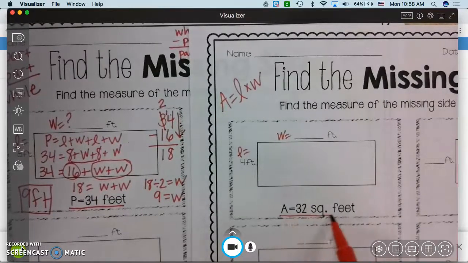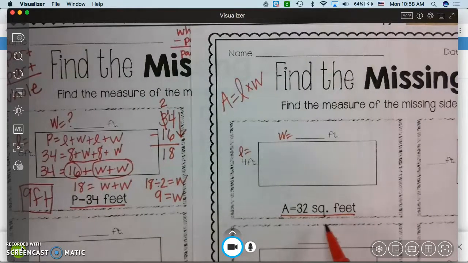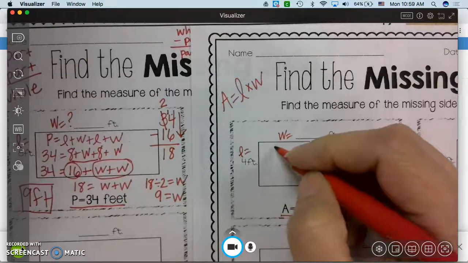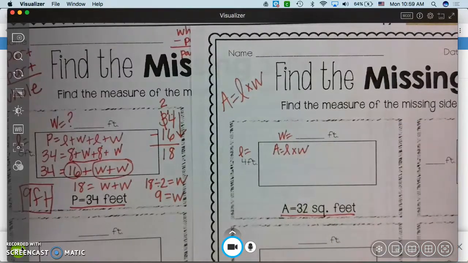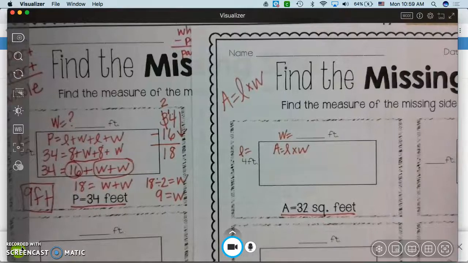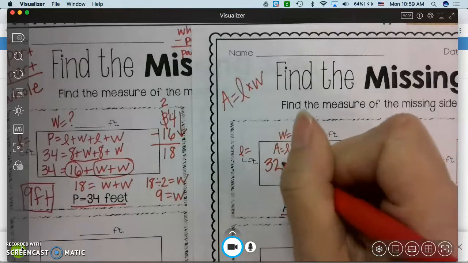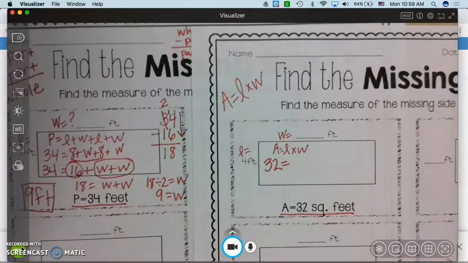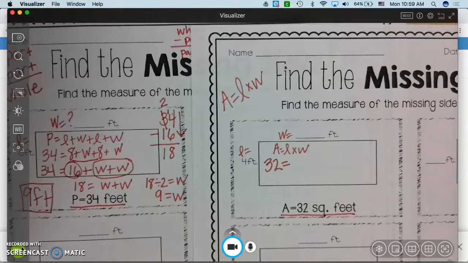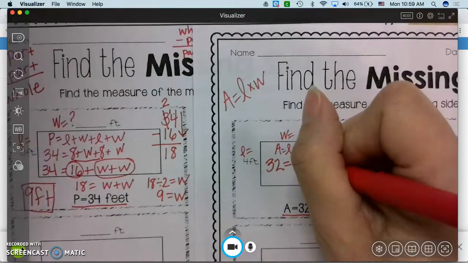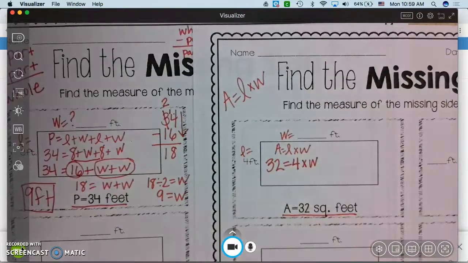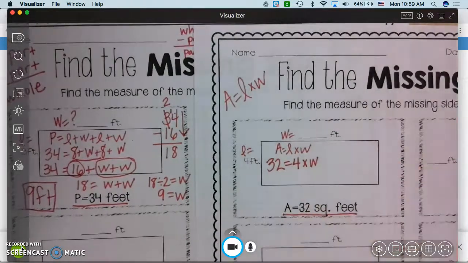So write down the formula. They found area is equal to 32 square feet. So we need the area formula. What's our area formula? And then substitute in the things that you know. Do we know area? What's area? 32. Good. So where I have an A, I'm going to put in 32. And do I know my length? What's my length? 4. And do I know my width? No, I don't. That's what I'm solving for. So I know 32 is equal to 4 times my width.